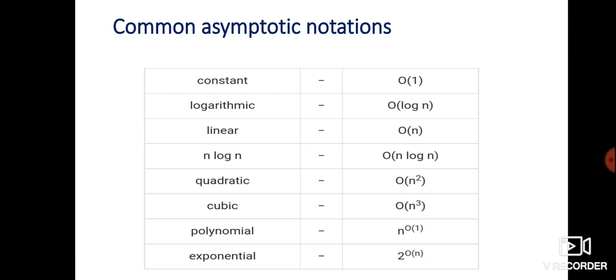Algorithm analysis. The algorithm can be analyzed at two levels: first, before creating the algorithm, and second, after creating the algorithm. The following are the two analyses of an algorithm: priori analysis and posterior analysis.